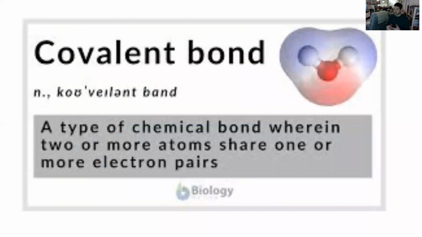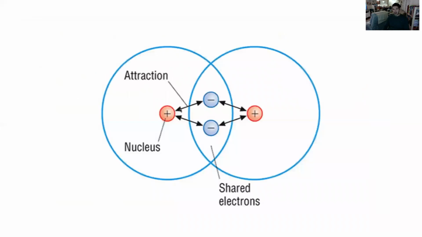The technical definition: a type of chemical bond wherein two or more atoms share one or more electron pairs. The important thing is that the electron is attracted to both nuclei. They have to get that close together. Normally, two atoms actually try to push each other out of the way unless they have these unpaired electrons, and then the unpaired electrons will kind of find each other and they will overlap in space.